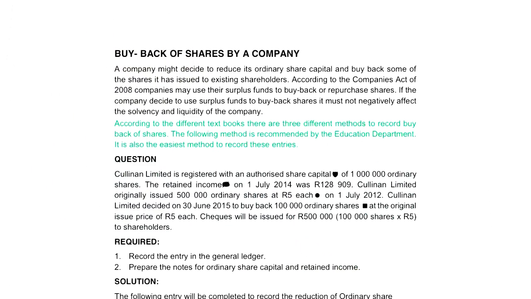Good morning. We will pay attention to buyback of shares at the company. A company may decide to reduce its ordinary share capital because it's not using all the capital, and to buy back some of the shares that were previously issued to shareholders. According to the Companies Act, they can use surplus funds to buy back or repurchase shares. When they do that, they are not allowed to affect the solvency and the liquidity of the company negatively.